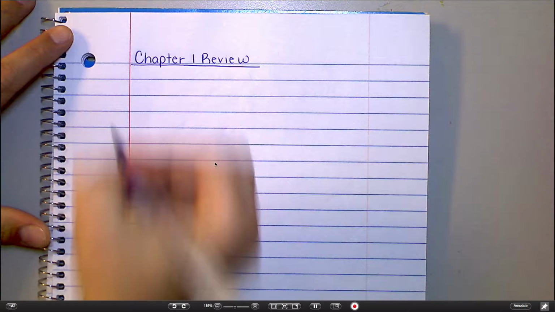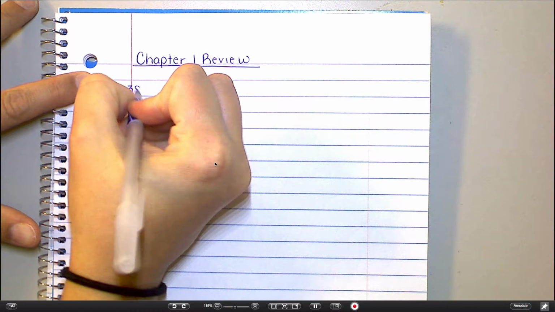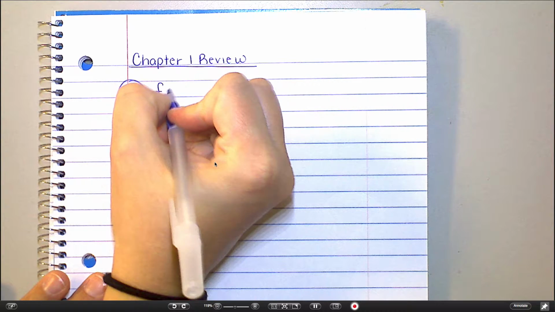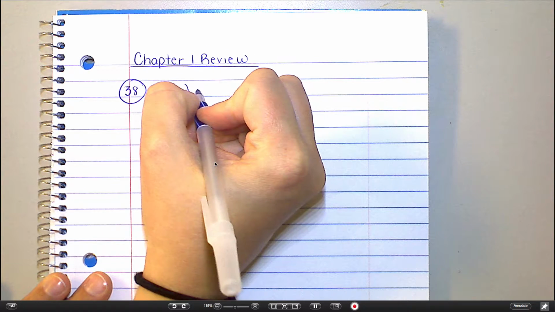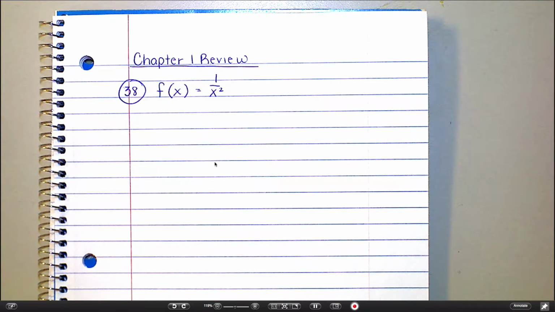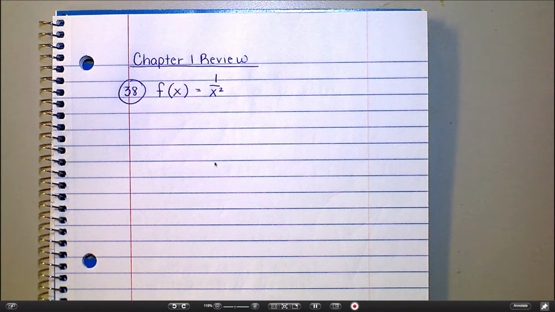Taking a look at number 38. Okay, 38 says, what real number is not in the domain of f, where f of x is equal to 1 over x squared? Okay, let's just take a minute and process what that question is asking. What do I mean when I say what number is not in the domain? Okay, so what number is not allowed to be in the domain?